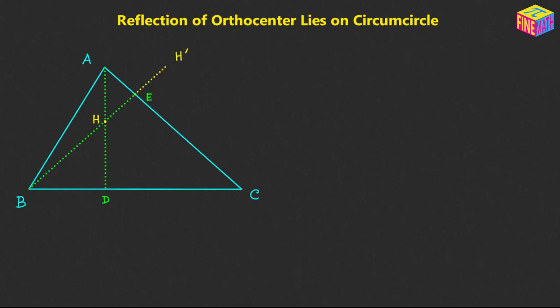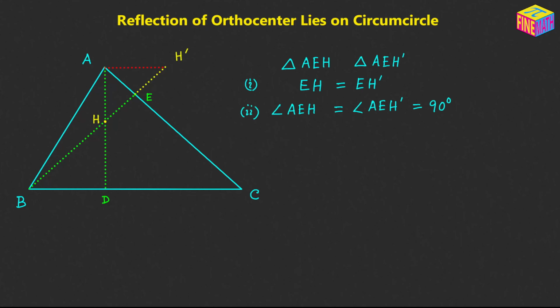Next, I am going to join A with H prime, and then we are going to look at these two triangles, triangle AEH and triangle AEH prime. Since H prime is the image of H, it will be at the same distance from the reflecting side. That means EH will be equal to EH prime, and also the angle AEH will be equal to the angle AEH prime, and of course each of them will be equal to 90 degrees. That's from the property of reflection. And then of course AE is the common side for those two triangles. So then we can clearly see that these two triangles are congruent triangles.